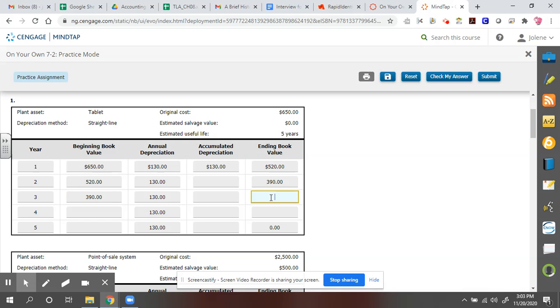Now we have to take another 130 off, so at the end of the third year, it's worth $260. Beginning of the fourth year, it's worth $260. Take another 130 off, and at the end of the fourth year, it's worth 130. Beginning of the fifth year, it's worth 130, and we subtract 130 off of it, it makes it 0. So that's exactly the way it's supposed to work.